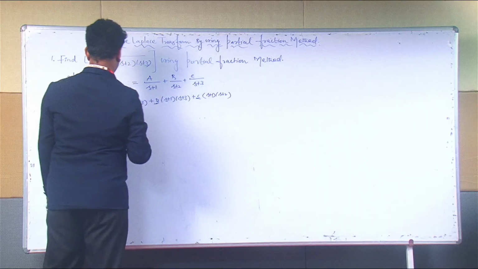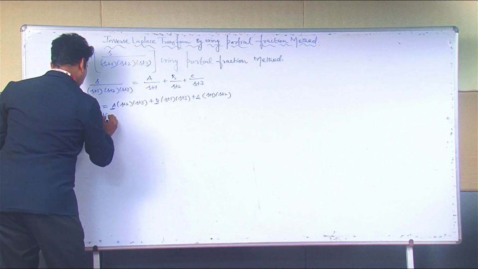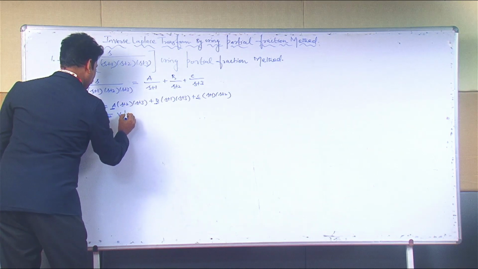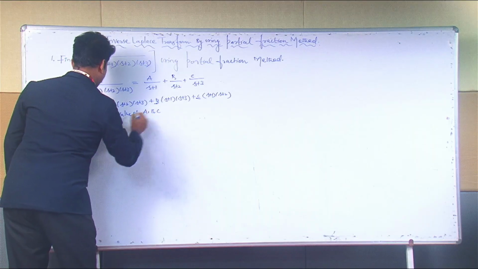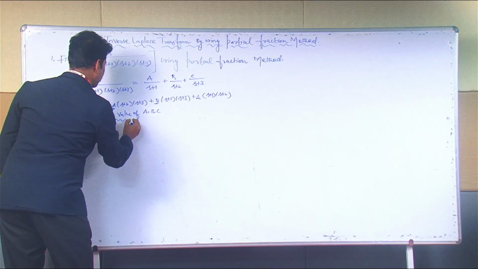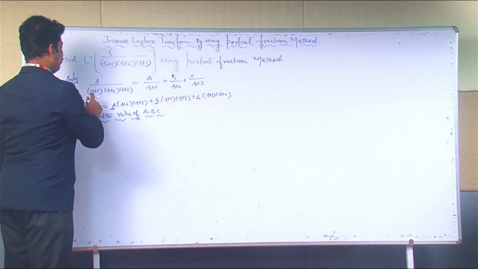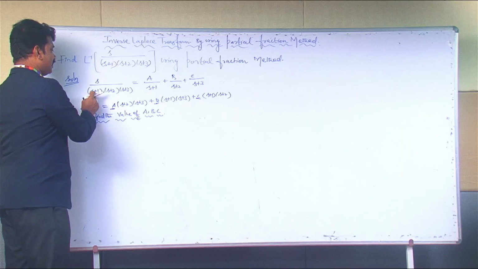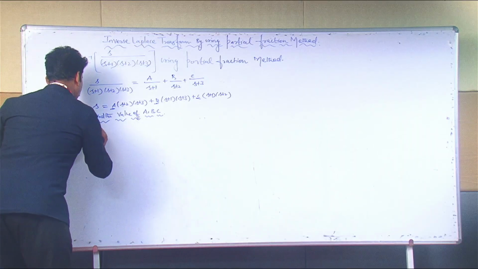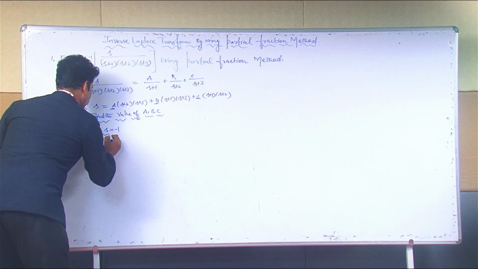Now our ultimate aim is to find the value of the constants, capital A, B, C. How are we going to find the values of A, B, C? Look at this. There are 3 factors. You have to equate each to 0. So for s plus 1, put s equal to minus 1 in all the terms.